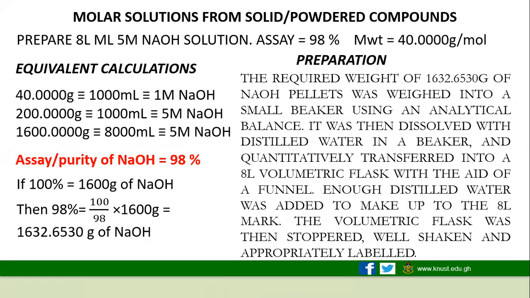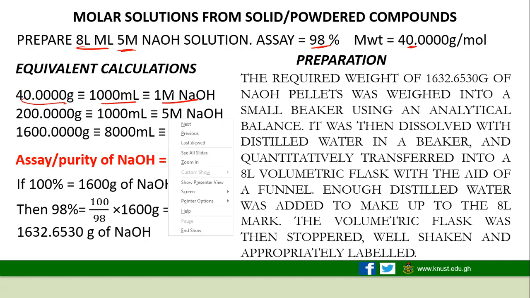Good. Now, another question. This question asks us to prepare 8 liters of 5 molar NaOH solution, has given us the purity, and then we have the 40, the molar mass of the NaOH. So we are saying that the molar mass in 1,000 mils should be 1 molar NaOH. Now, because I want 5 molar, I'll multiply this by 5. The mass will also be multiplied by 5. I'll get 200.